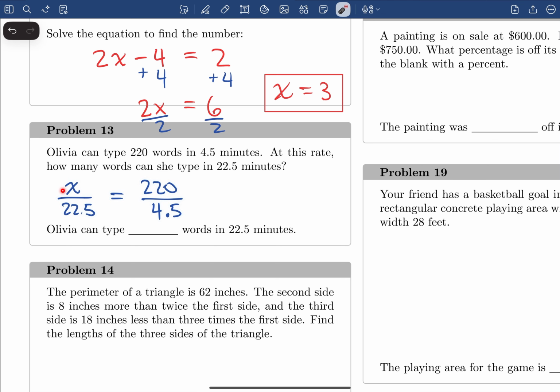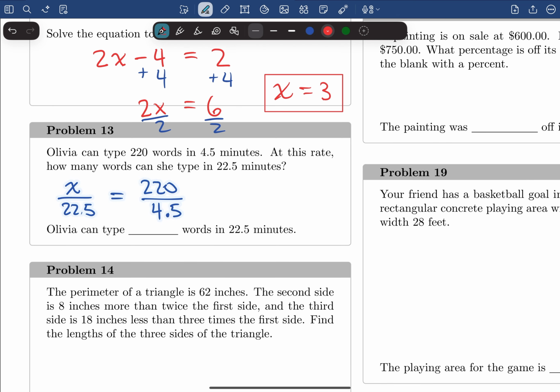Now, to solve for the variable x, currently it's being divided by 22.5, so I could multiply 22.5 on both sides of the equation, right? I'm just going to multiply 22.5 on both sides, and I've got it. These things cancel, and we've gotten x alone. And so now I'm going to take 220 divided by 4.5 and multiply that result by 22.5.